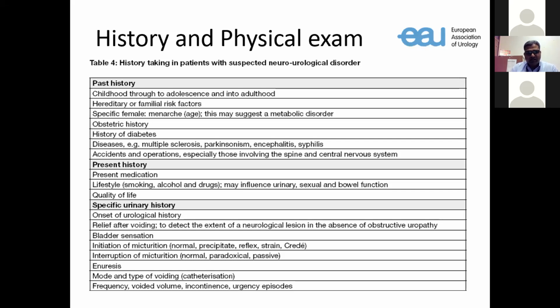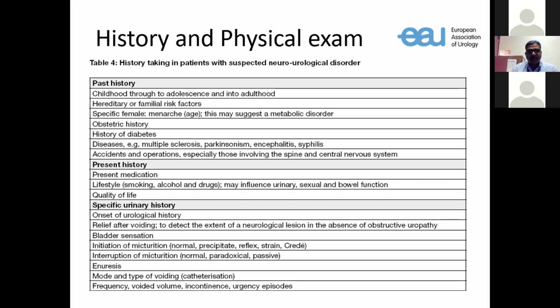So they say that during history taking, one must identify and ask about the specific urinary symptoms, such as what was the onset, what about the bladder sensation, whether the initiation of micturition is normal, precipitate, or reflex, is it accompanied by enuresis, and the other lower urinary tract symptom questions, including incontinence and the mode and type of voiding.